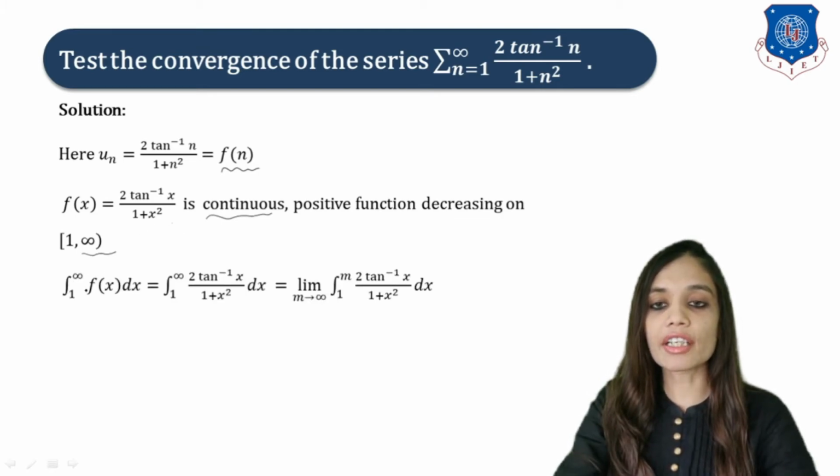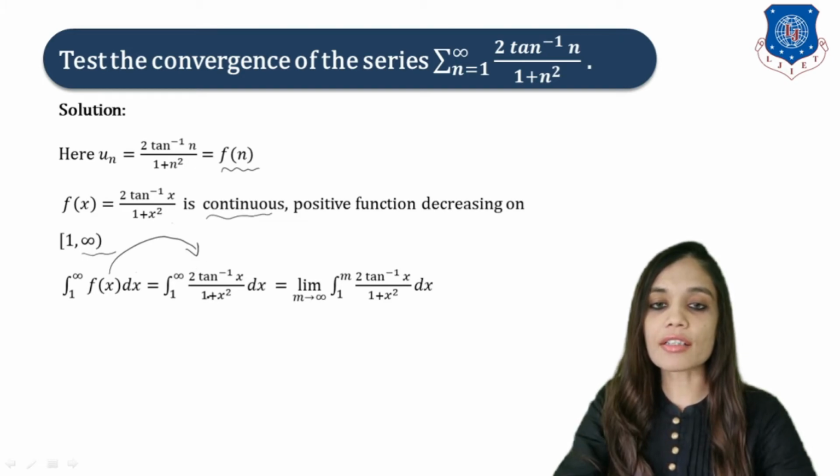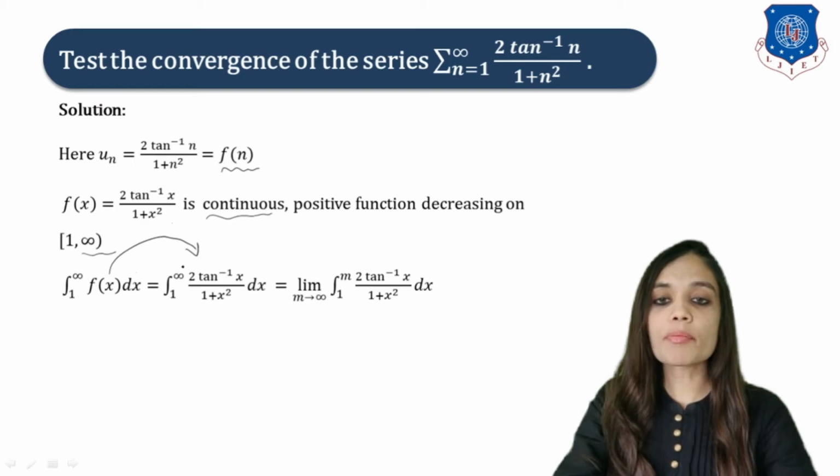So let us find integration 1 to infinity f of x dx. Now put the value of f of x, which is 2 tan inverse x upon 1 plus x square dx. Because this is an improper integral, we will write it in the form of limit. So limit m tends to infinity integration 1 to m tan inverse x upon 1 plus x square dx.